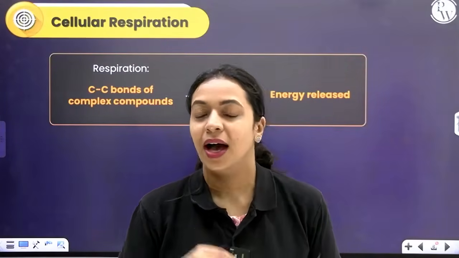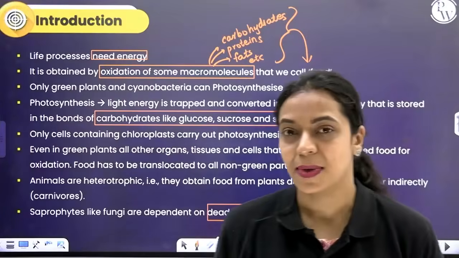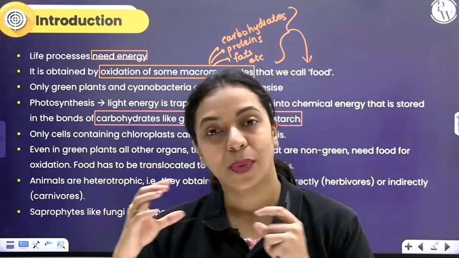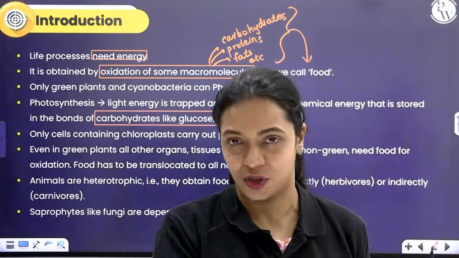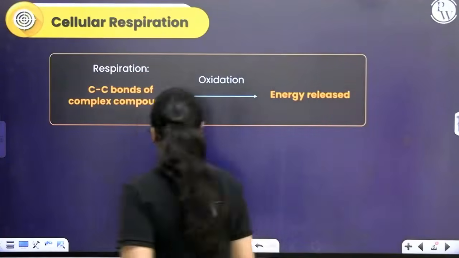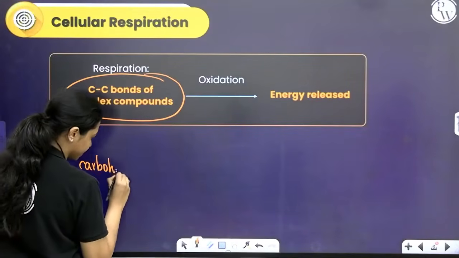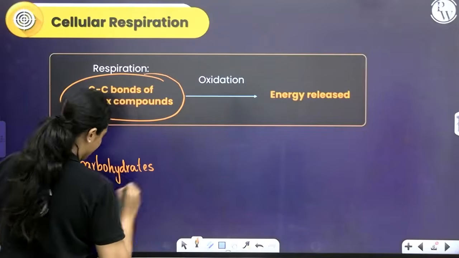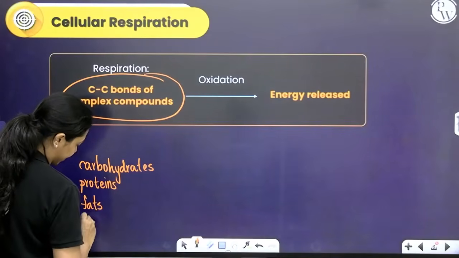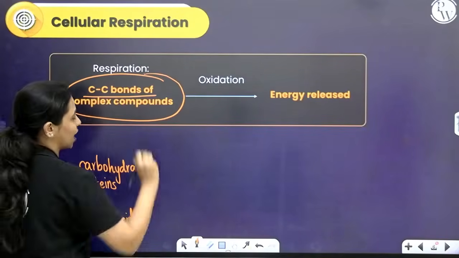I hope you remember. I told you how during respiration there are some macromolecules that will get oxidized. These macromolecules could be carbohydrates, proteins, fats, organic acids, etc. And that will get oxidized. And when those macromolecules get oxidized, we obtain energy, right? That's what I told you. So there will be certain macromolecules such as carbohydrates, proteins, fats, organic acids. All of these obviously are organic compounds, so they will have carbon-carbon bonds.